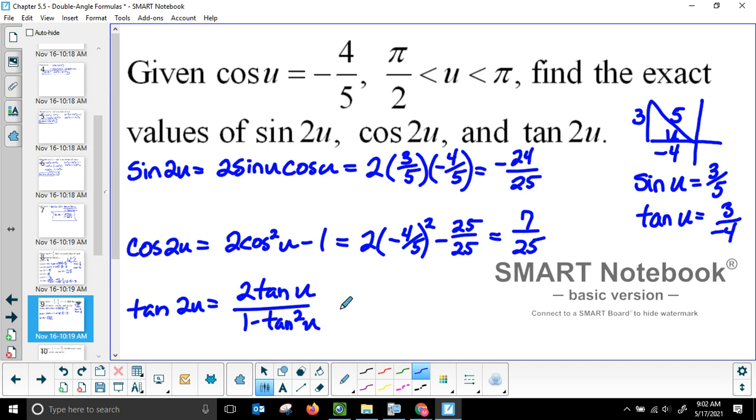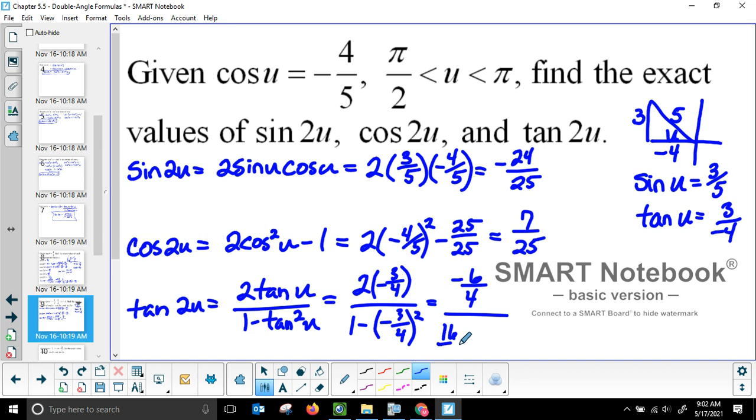And then here we have 2 times tangent, which is -3/4, over 1 minus tangent squared, which is -3/4 squared. So here we get -6/4. I know it can be reduced, but we can worry about that later. And this will be 16/16 minus 9/16, which is 7/16. So here we will have -6/4, and I'm going to keep, change, flip. So now this is 16/7. This can reduce to 4/1. So this is now -24/7.